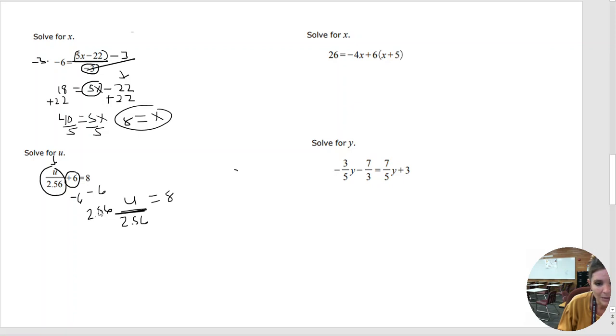So I'm going to multiply on this side. I'm going to multiply on this side. So 8 times 2.56. That's how we would find our answer for that one.